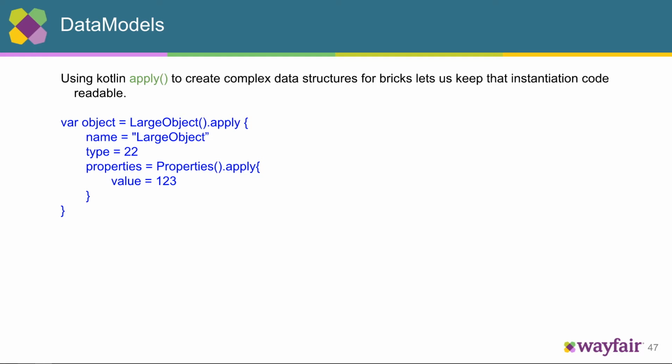Also building off of that, apply is really useful for making really complex data models. So this is just a toy example, but you can already see how it would be useful. You can see the structure of the data model just by looking at that. And if you have multiple apply chains, you can make objects as complex as you need.